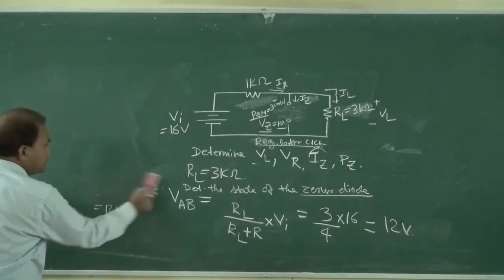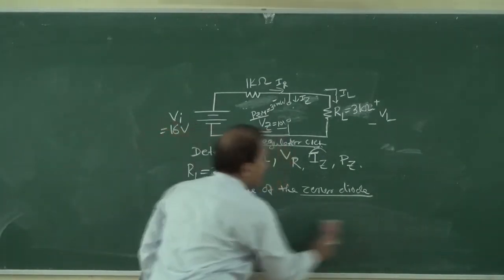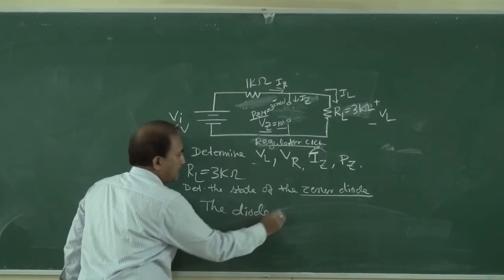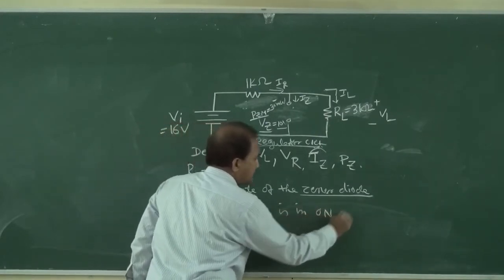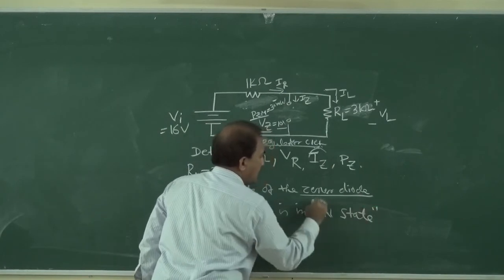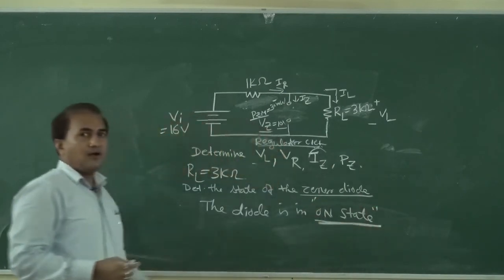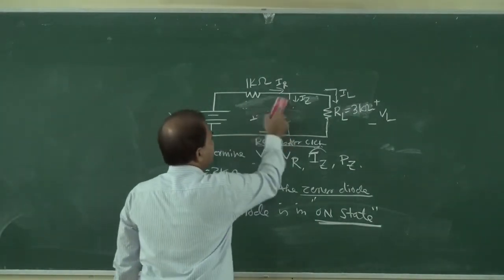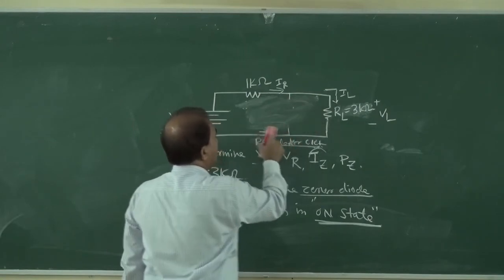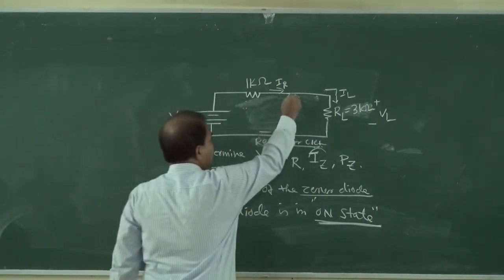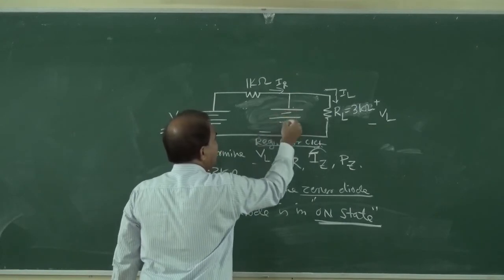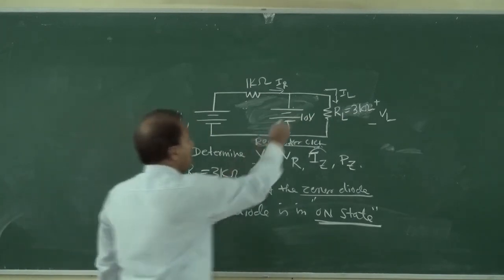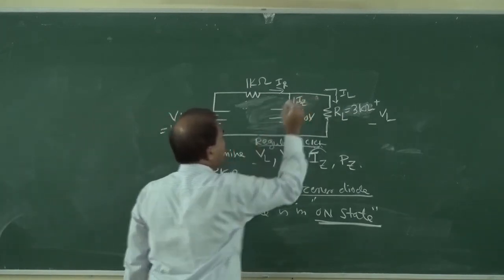So we can write the diode is in on state. If it is in on state, then we can replace this diode with Vz. This is 10 volt. Okay, and this is the direction of Iz.